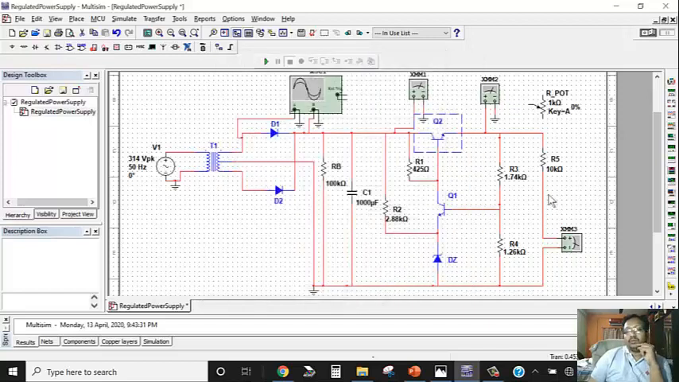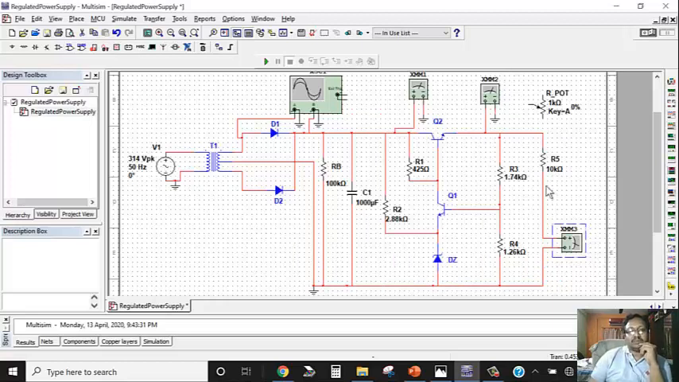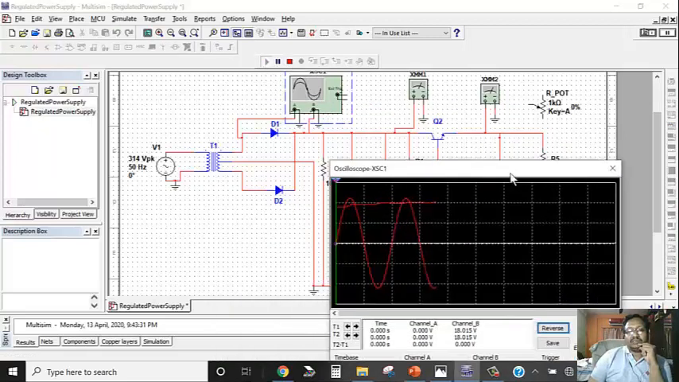So we have connected one load of 10 kilo ohm. We can vary the load resistance as per our load requirement. We have connected two voltmeters to check unregulated voltage and another voltmeter to check regulated output. This has been connected to check the current flowing through this load. Now our circuit is ready to cross check its performance. So let us run the simulation.